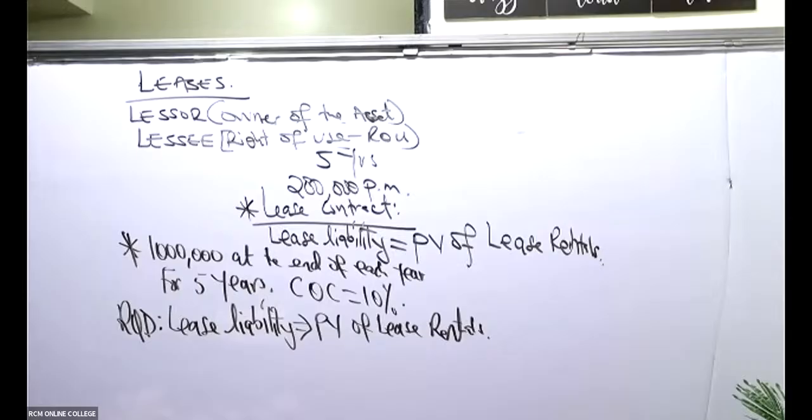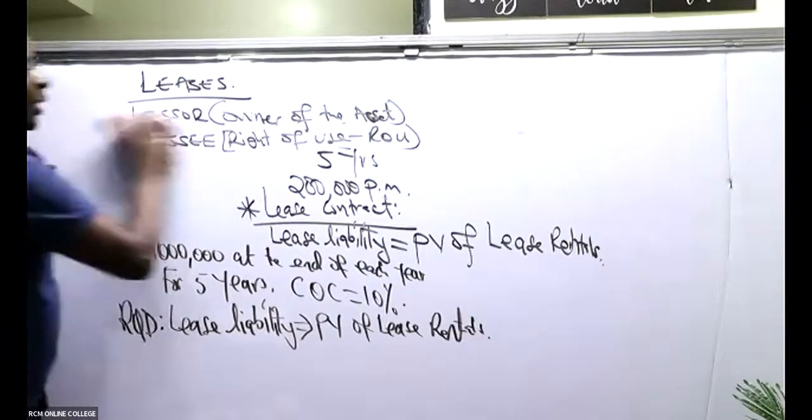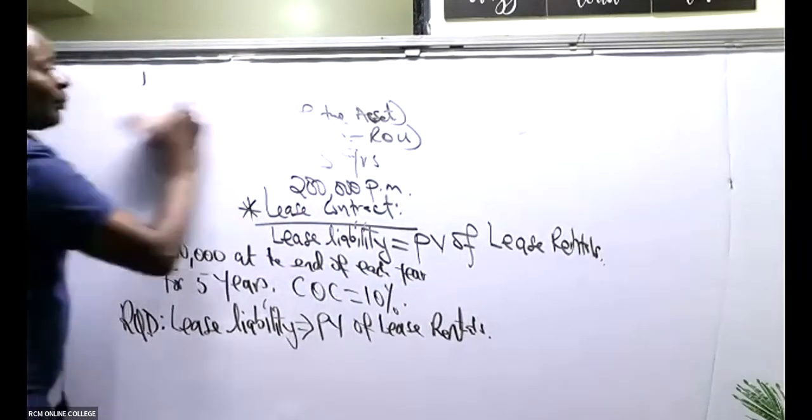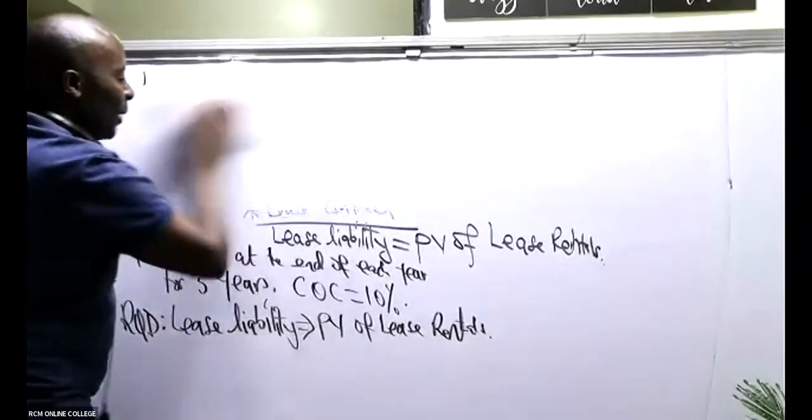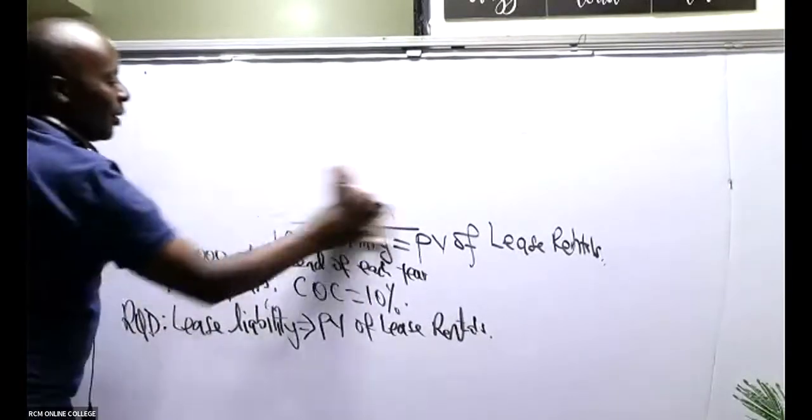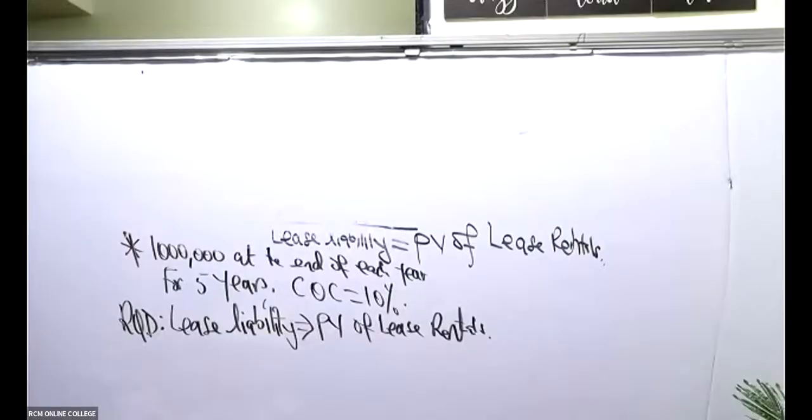Remember, COC stands for cost of capital. Remember, in most of the cases, my good students, for leases, we shall be using annuities, because of the regularity in most cases.